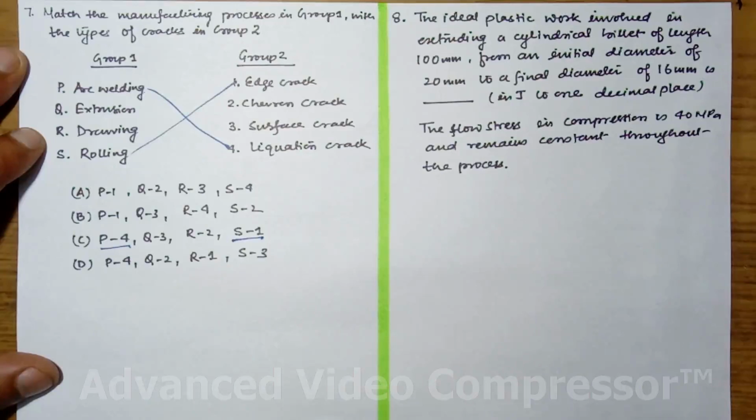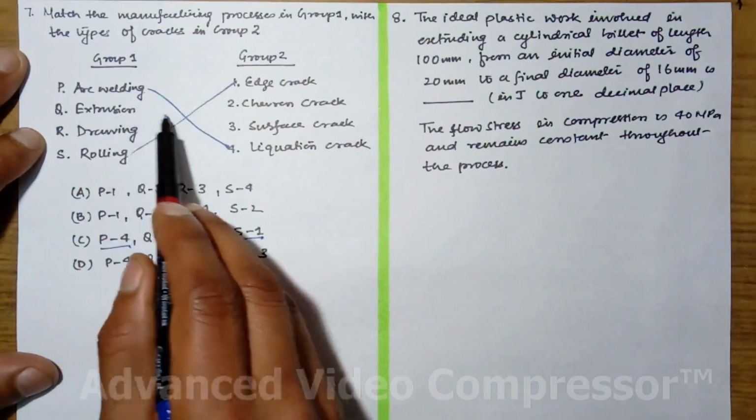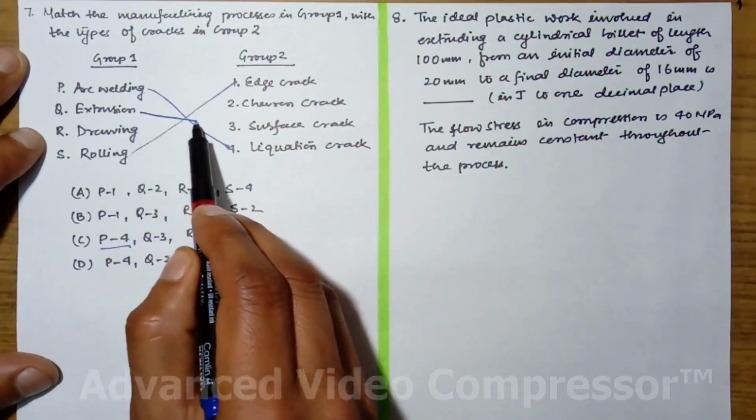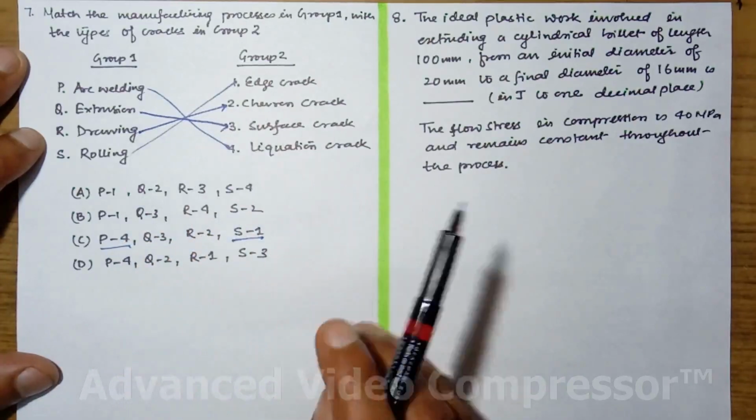Okay, P4 and S1. So Q matches with 3 and drawing matches with 2.